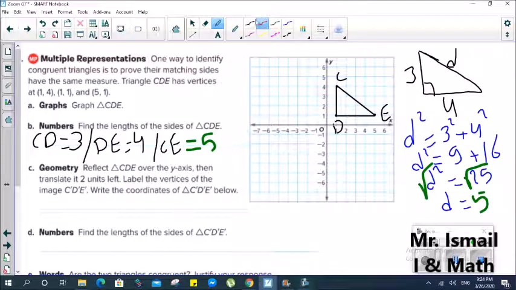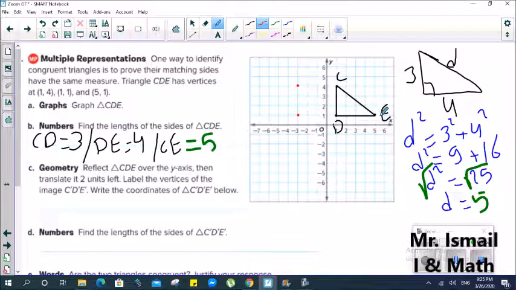Part C. Reflect triangle CDE over the y-axis. Here is the y-axis, you see? So every point will be reflected to the other side, here. Then translate it 2 units. For example, D, I reflect to this, it will be here. Then move it to the left, 1, 2. So D, reflect, it will be here. Then move 1, 2, it will be here. C, reflect over y, it will be here. And move it 2 units left, 1, 2.